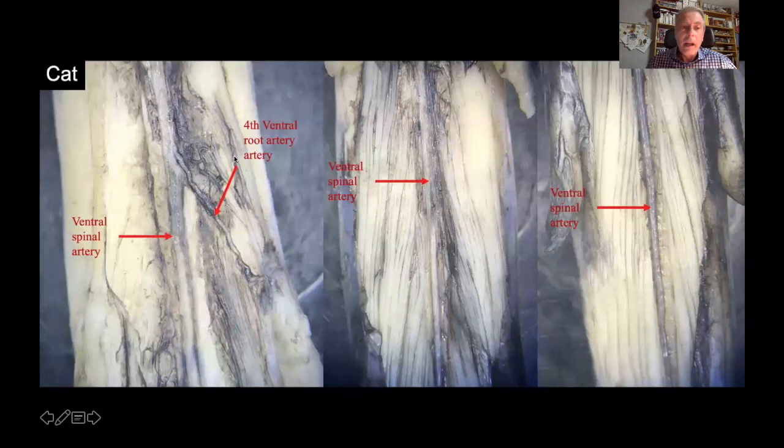And in the cat as well, here we have moved to the lumbar intumescence, and we see the ventral spinal artery that is straight. We also identify the fourth ventral root artery, which should be the Adamkiewicz artery in the cat. There is not a fifth ventral root artery in the cat, just the fourth on the left. And then again, as we progress caudally, you see the ventral spinal artery is straight. It is not sigmoid in shape as in the dog.